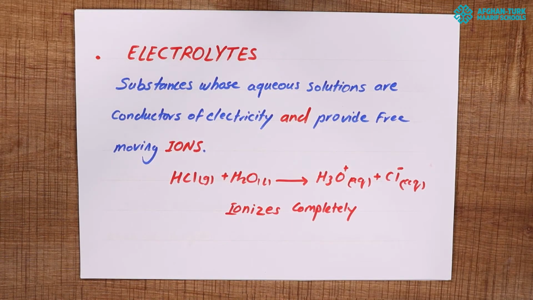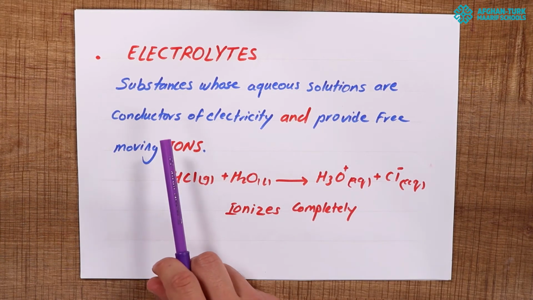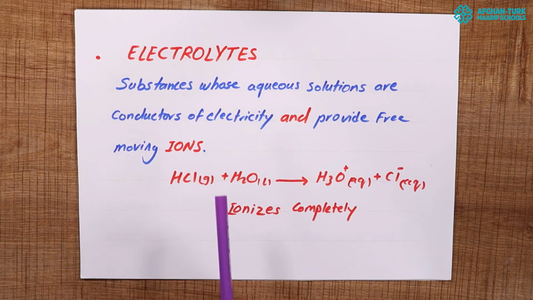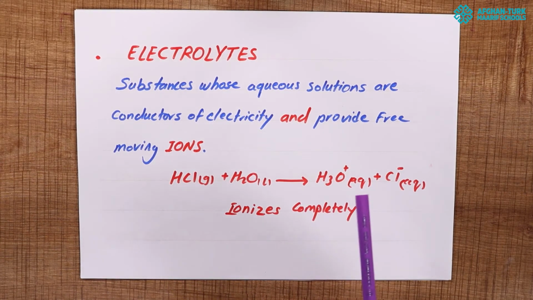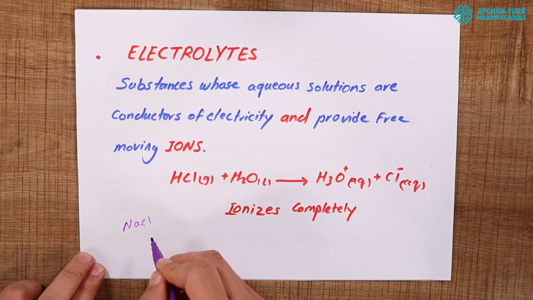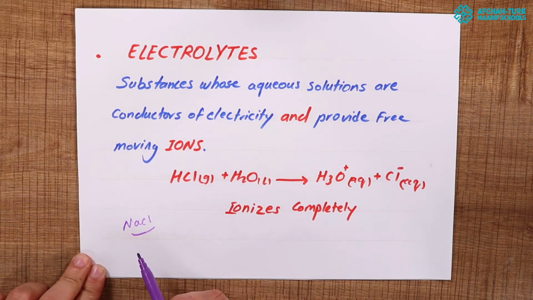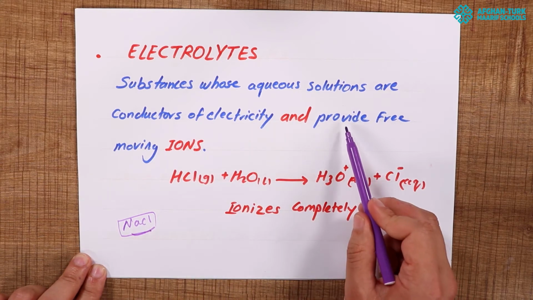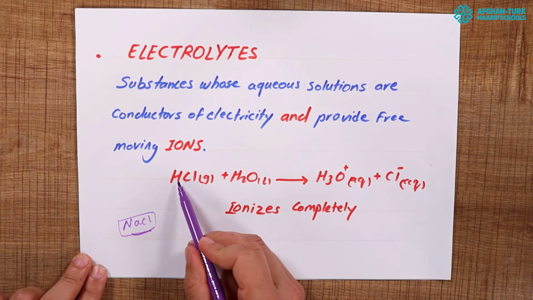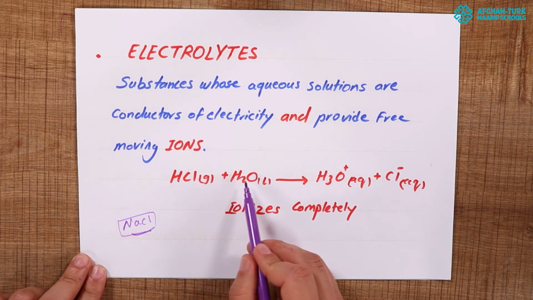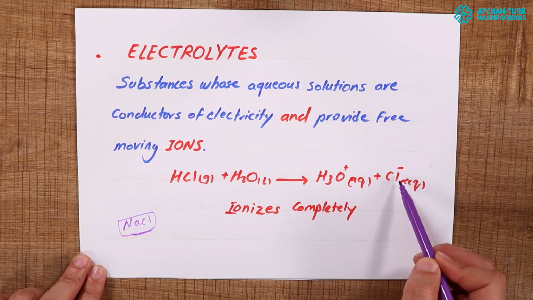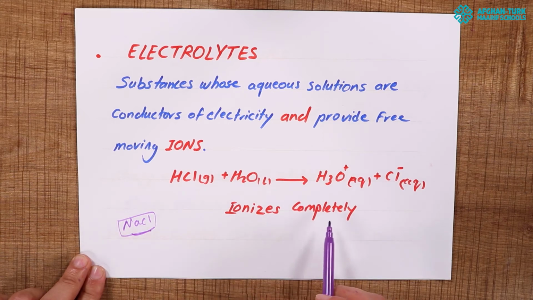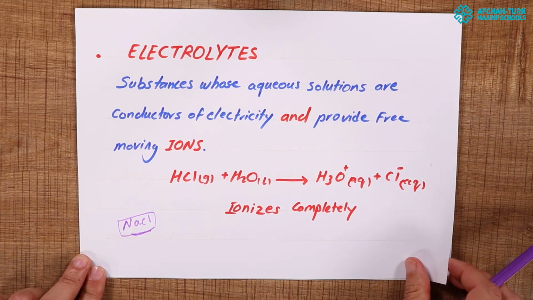What are electrolytes? Those substances whose aqueous solutions are conductors of electricity and provide free moving ions. It is so important: they should provide free moving ions. For example, solid sodium chloride contains ions, but they cannot move, so solid sodium chloride is a non-conductor by itself. When we dissolve sodium chloride in water, it will provide free moving ions. Like, for example, HCl plus water: hydrogen chloride, when dissociated in water, gives us hydronium plus chloride ion. It will ionize completely.